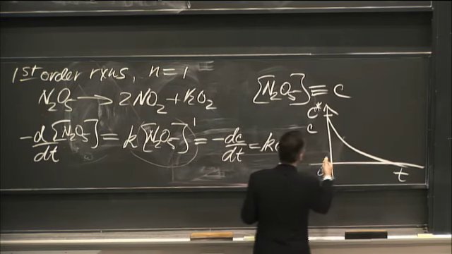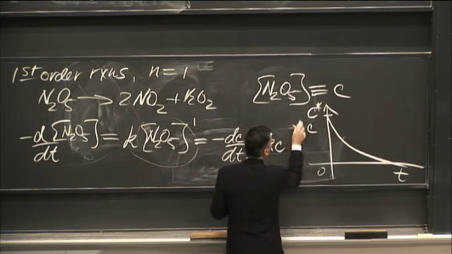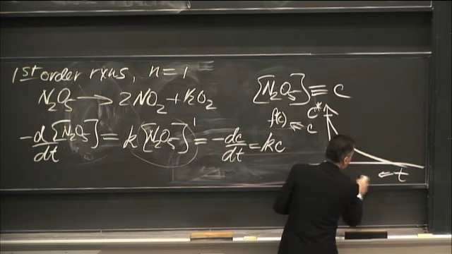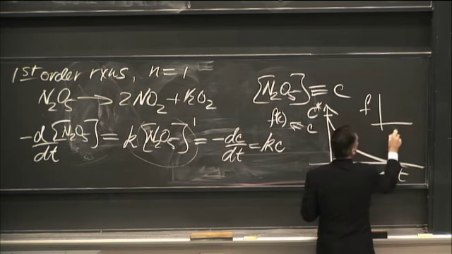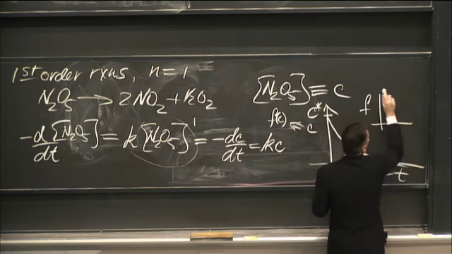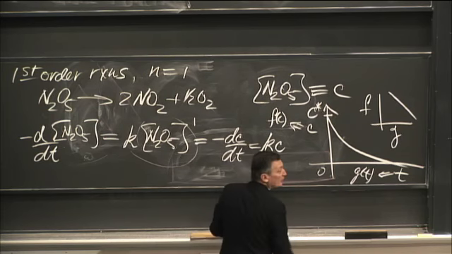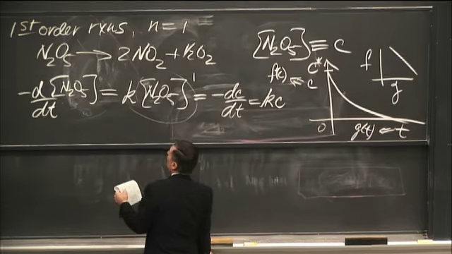So what I want to do is modify this thing. I want to map c into some f of c, and I want to map t into some g of t, so that if I plot f versus g, I get a straight line. And then I can take one look at that and go, bingo, this is first order or not, or maybe it's first order and the data are very noisy.